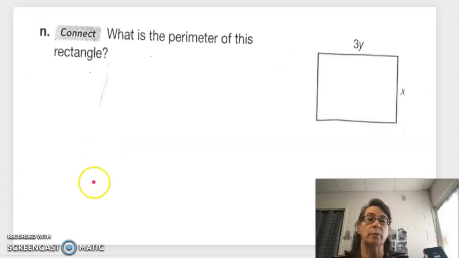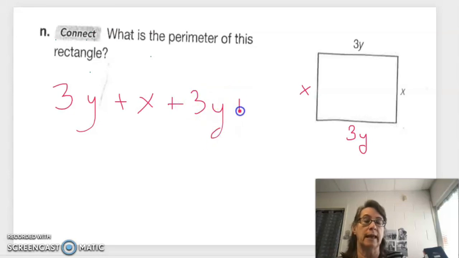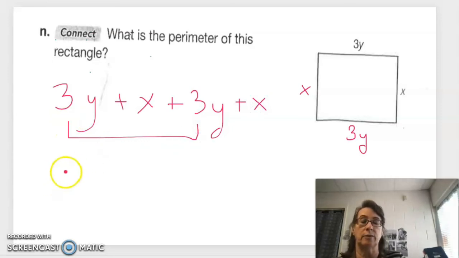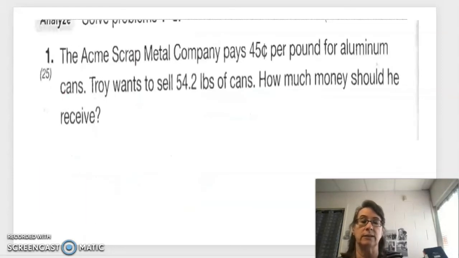And what is the perimeter of this rectangle? So this one is going to be x, and this one's going to be 3y because they're going to match what's on the other side. So we're going to have 3y plus x plus 3y plus x. So our 3y's are like terms, and we're going to get 3 plus 3 is 6y, and 1x plus 1x is 2x, and 6y plus 2x is the answer to that one.